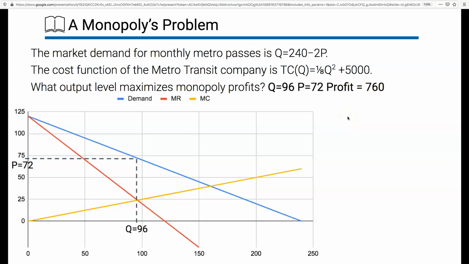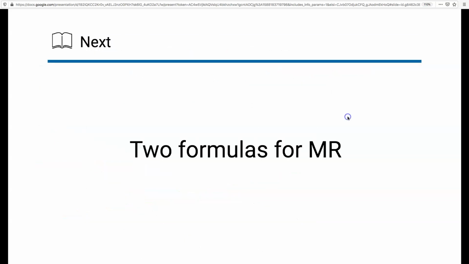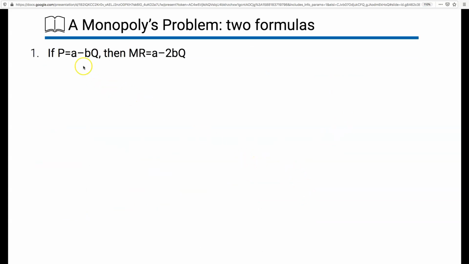That's pretty much all about the problem of maximizing profits for a monopoly. The next thing that I want to talk about is two formulas for marginal revenue. I already mentioned one formula in finding the solution for the monopolist's output: for the inverse demand that's linear, marginal revenue is going to be also linear with double the slope in front of the output.